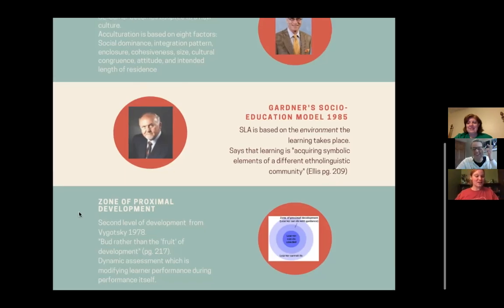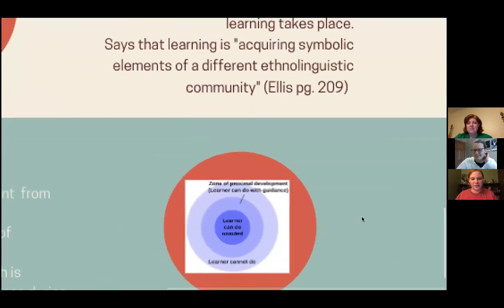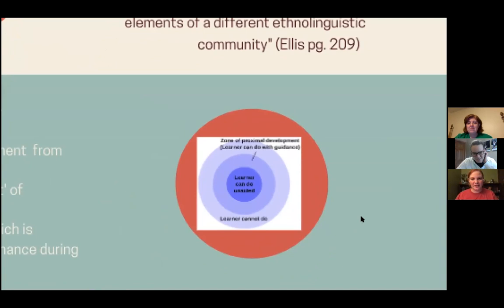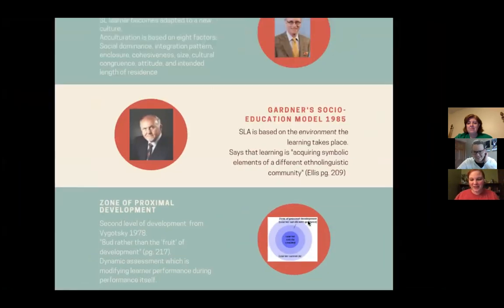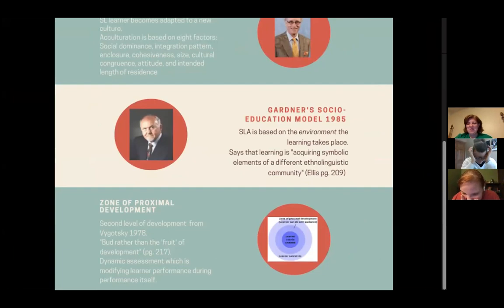The next one, zone of proximal development. Robyn did touch on this in her presentation. When we're thinking of the zone of proximal development, there are these layers. I have this here, let me try to zoom in. Okay, you can't read that, never mind, I know what it says. In the outer ring, it says learner cannot do.